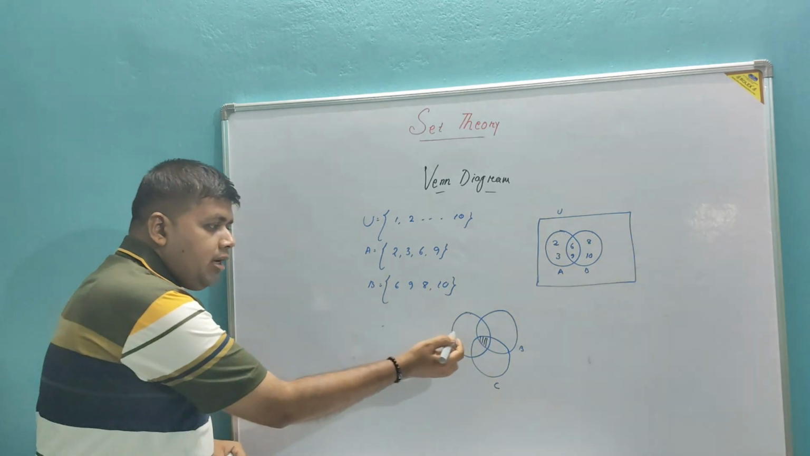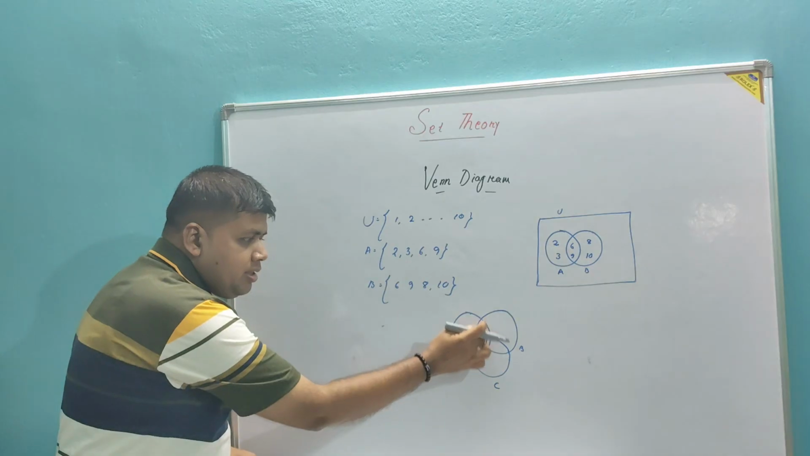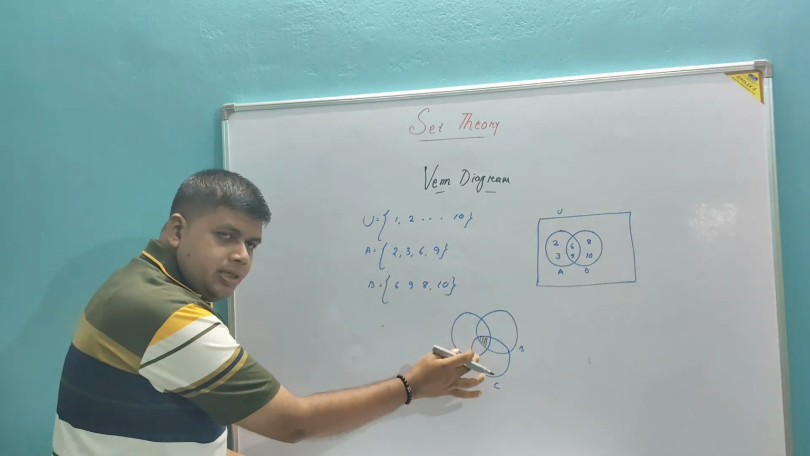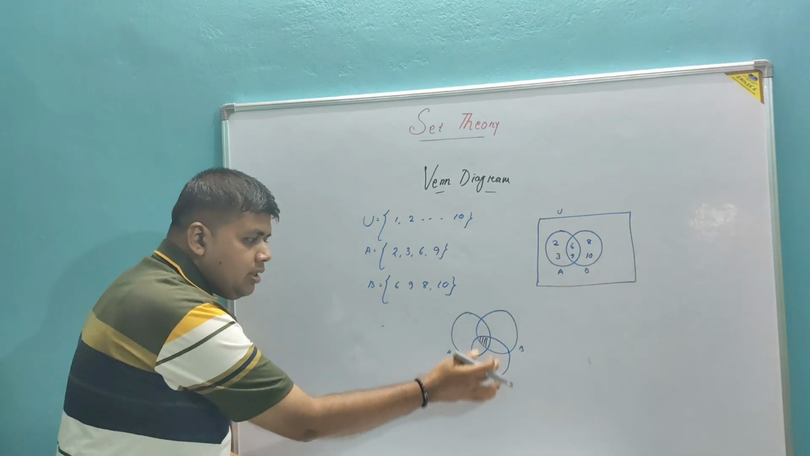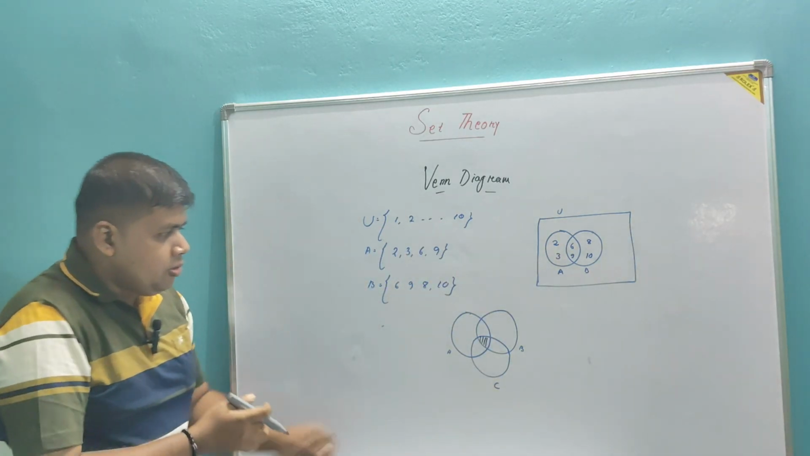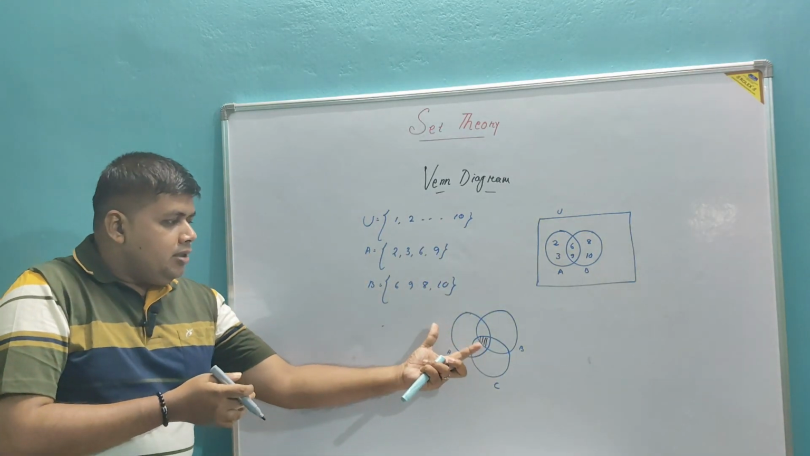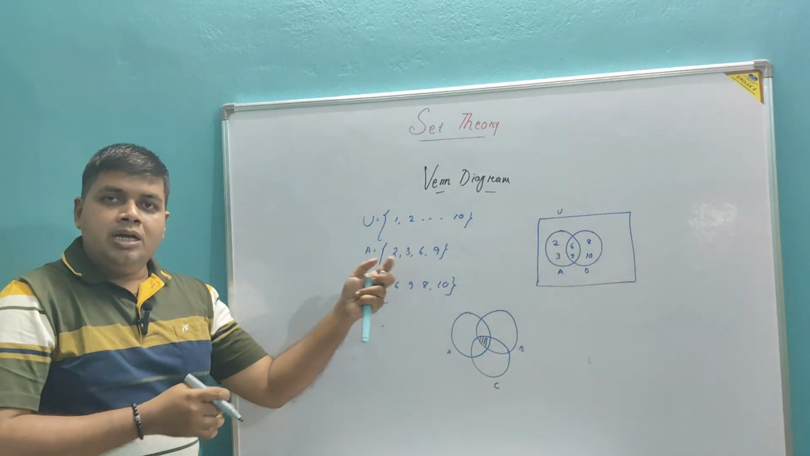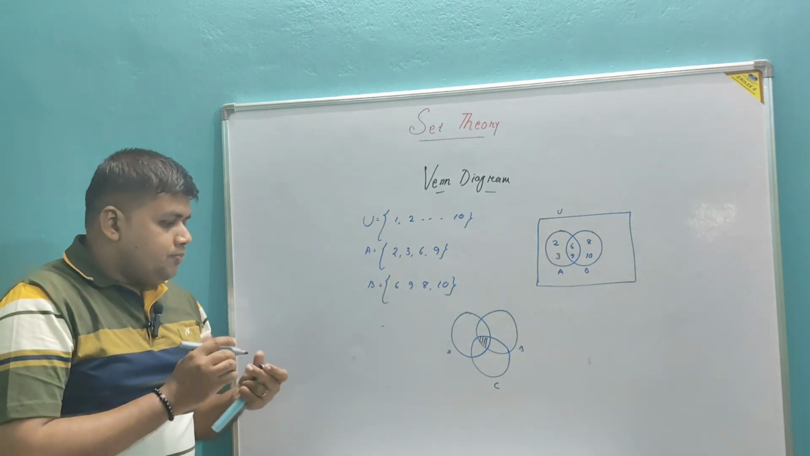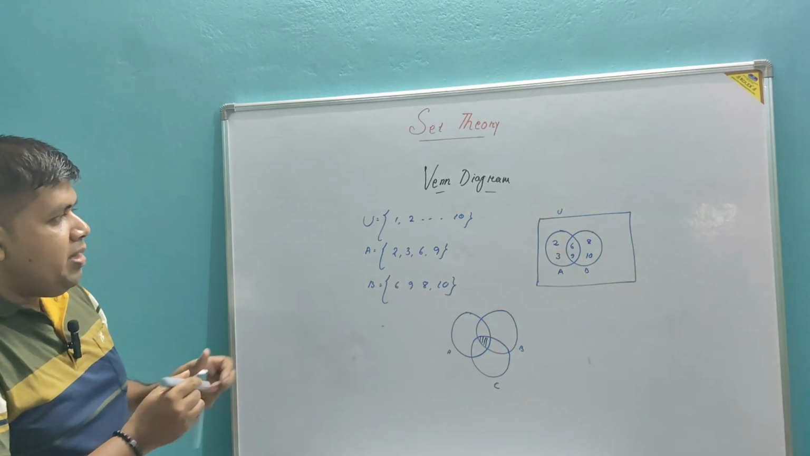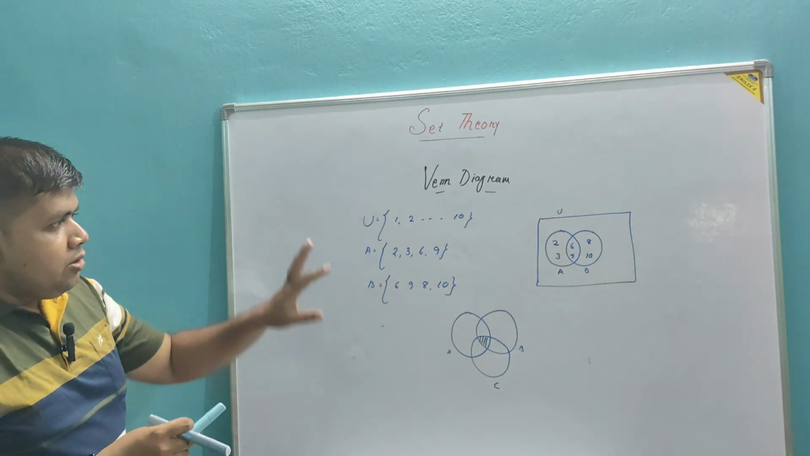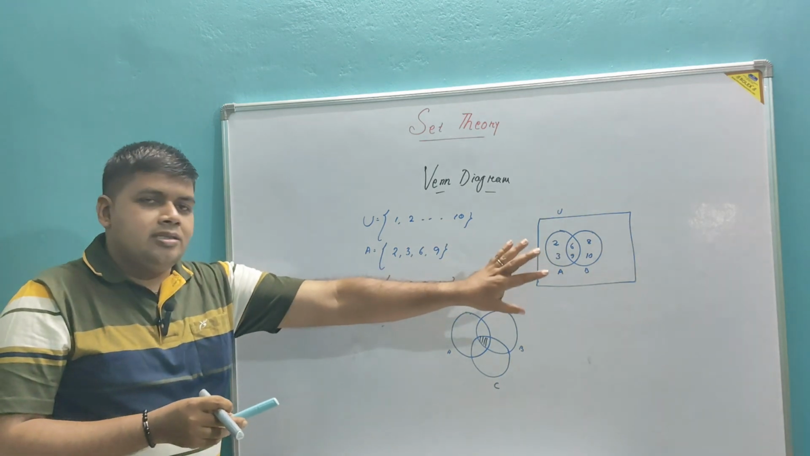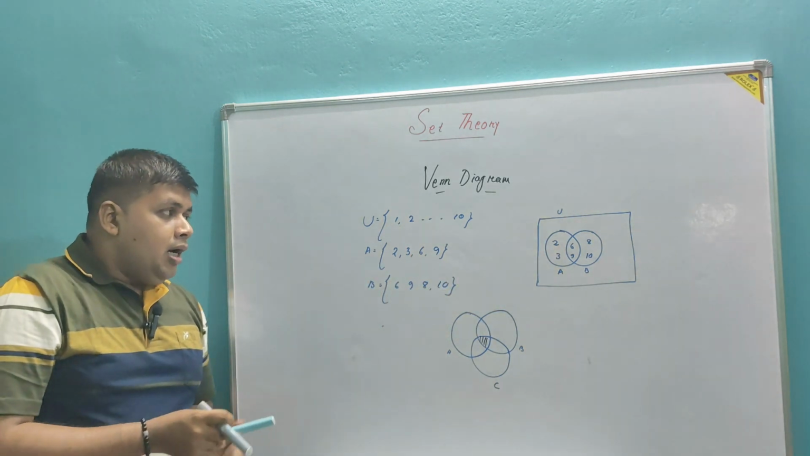However, those elements which are common to A and B will be placed here. Similarly, those elements which are common to A and C will be placed here. Elements common to B and C will be placed in this portion. So this way we can represent sets using a Venn diagram. So this is the basic idea behind the Venn diagram. The universal set is represented by the rectangle, and the circles represent the sets.